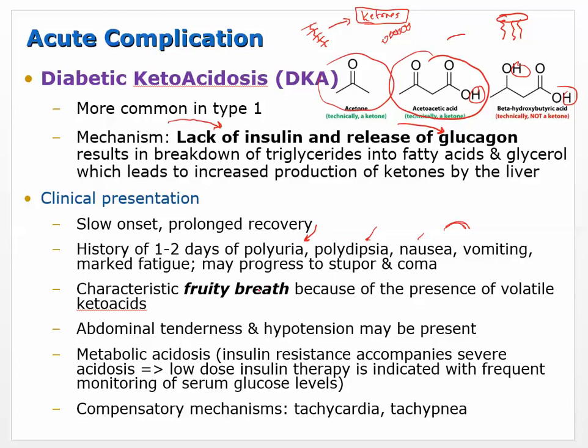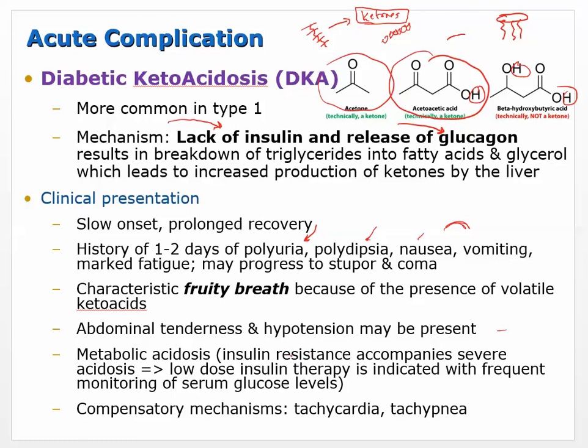Now maybe you also may notice fruity breath. Acetone tends to be volatile, or ketones tend to be volatile, and so you can smell that on the breath. And so it'll be a fruity or aromatic kind of a smell that's not typical. There may be some abdominal tenderness, hypotension, and then this would be considered metabolic acidosis, okay, because it's not coming from respiratory, and that's because of the production of these keto acids.